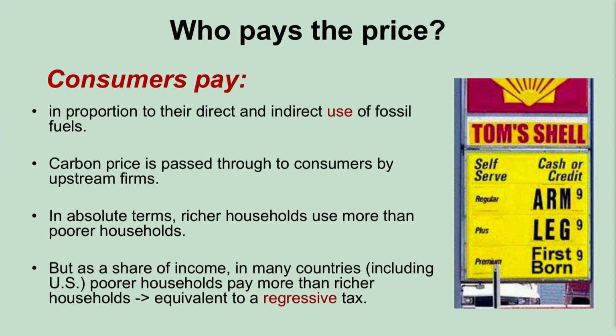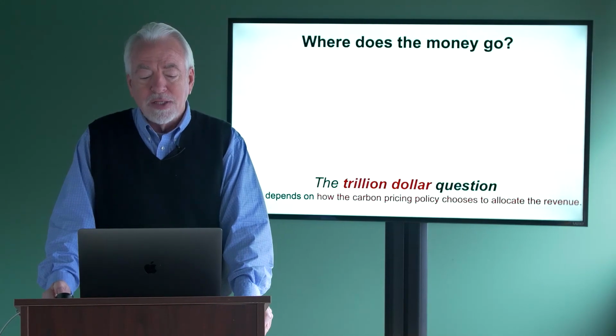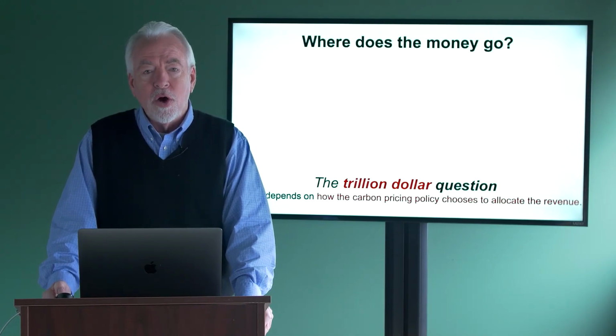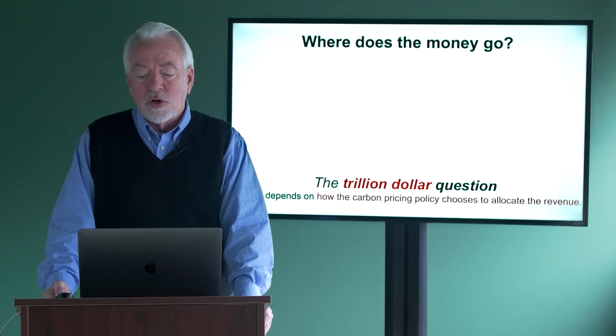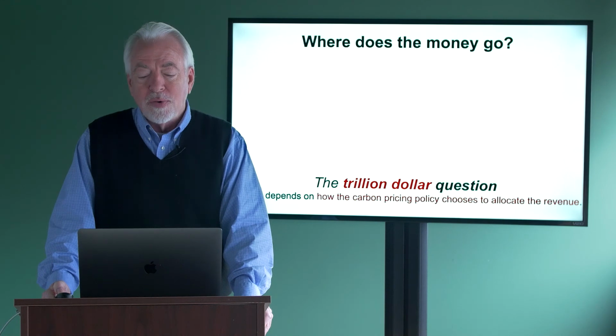It's a tax that hits low income people harder than middle income people, and it hits middle income people harder than upper income affluent people. And so a critical question in carbon policy is, where does the money go? That's the trillion-dollar question. And we'll return to that in a subsequent episode as well.